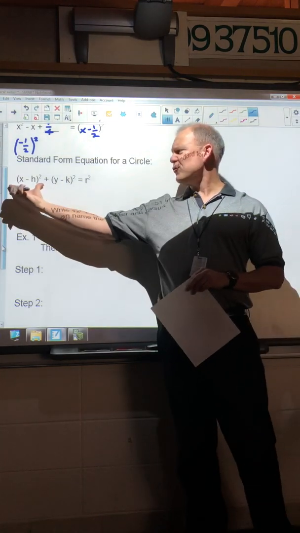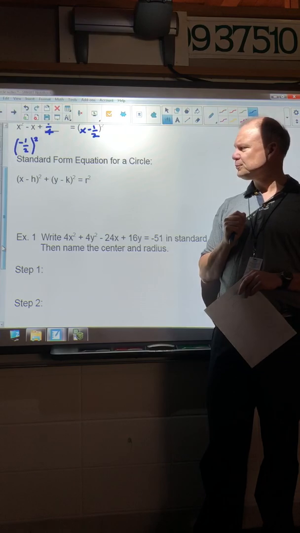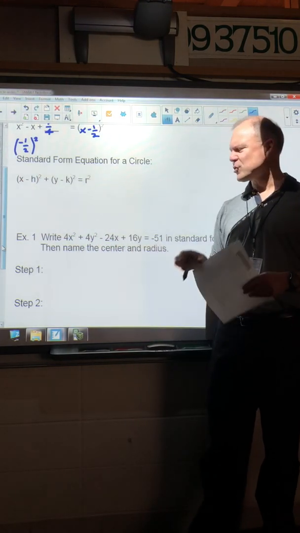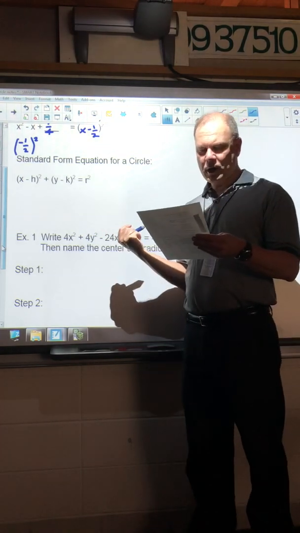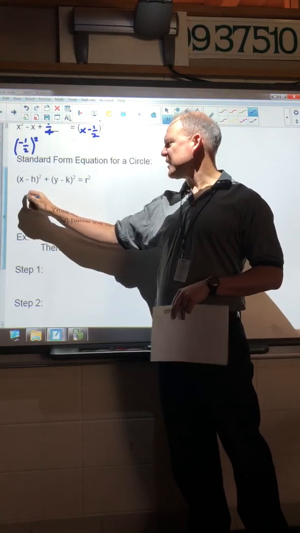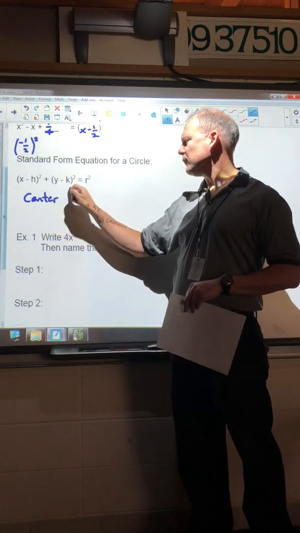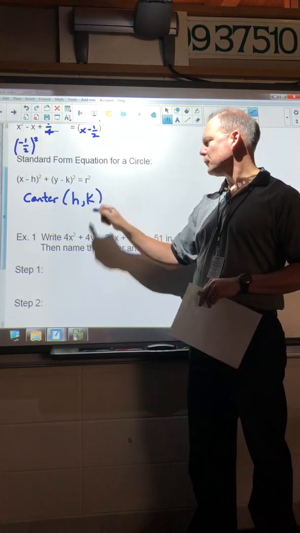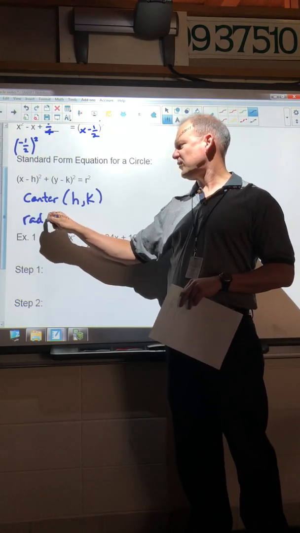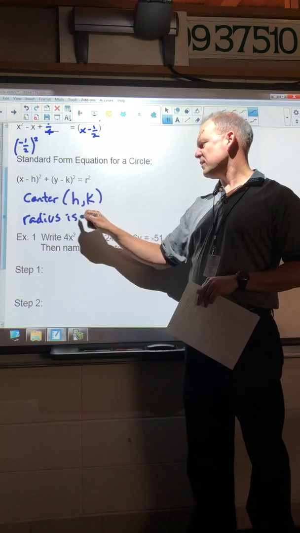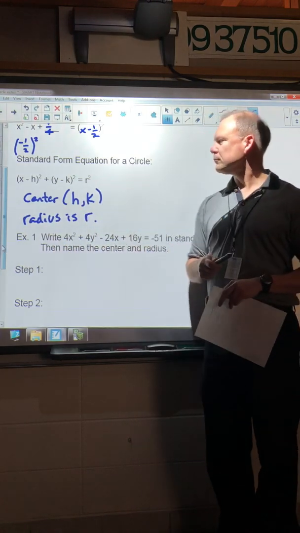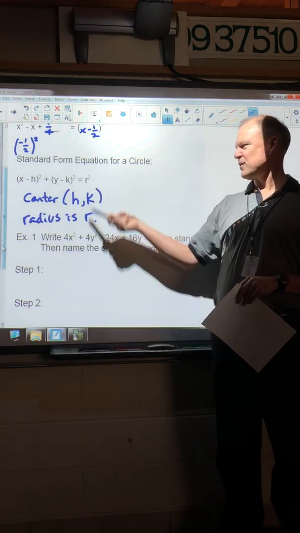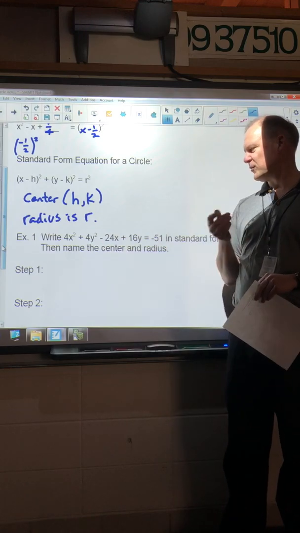So this is the standard form equation for a circle. (x - h) squared plus (y - k) squared equals r squared. When it's in that form, the center of the circle are the numbers h and k, and the radius of the circle is r. Not r squared. In the equation, it's r squared, so we would take the square root to figure out the radius.